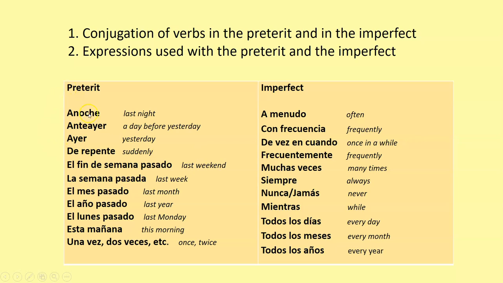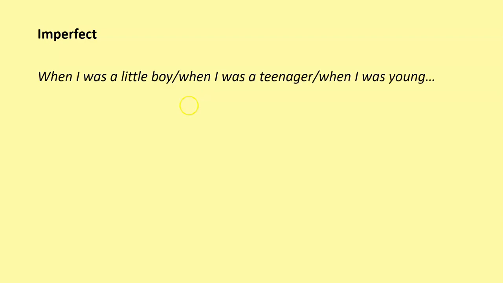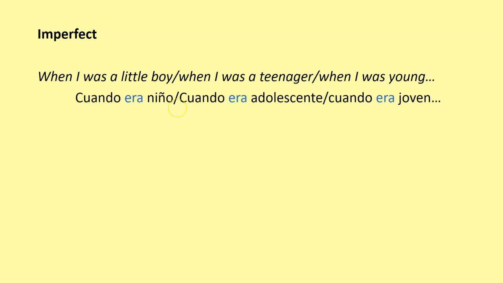The preterite uses these expressions, while the imperfect is going to use these expressions. Notice also that the expressions used with the imperfect are also used with the present tense. There are also some phrases that you can use with the imperfect. When I was a little boy, when I was a little girl, when I was a teenager, when I was young, all of these phrases are going to be in the imperfect. Cuando era niño, cuando era adolescente, cuando era joven.